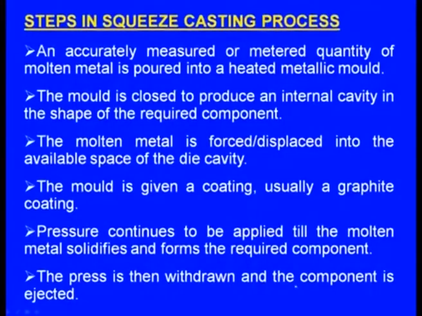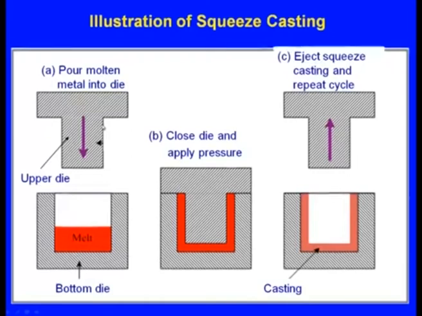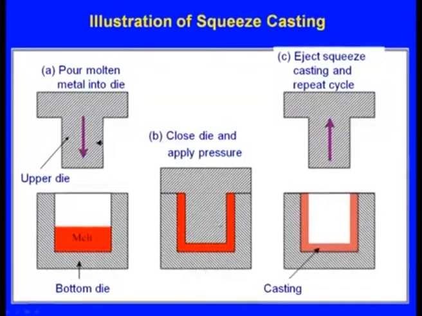The press is then withdrawn and the component is ejected, and here we can see an illustration. This is the metallic die, and this is the upper die. Here the molten metal is poured into the die. Then the upper die comes down and presses. Remember, this pressure will be applied till the molten metal is completely solidified. After some time the molten metal will be completely solidified, then the upper die will be withdrawn and go up. Now this is the solidified casting. So this is the simple principle of the squeeze casting process.